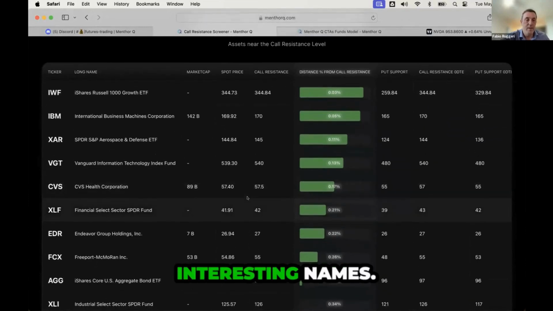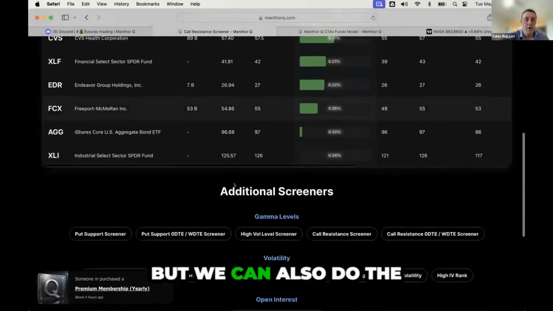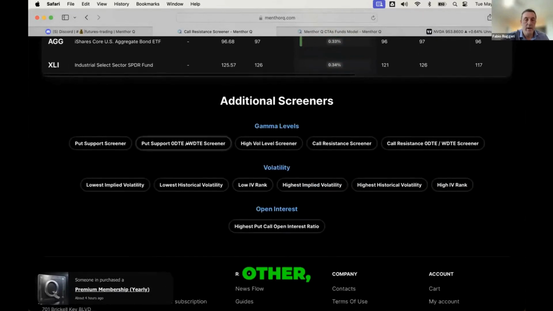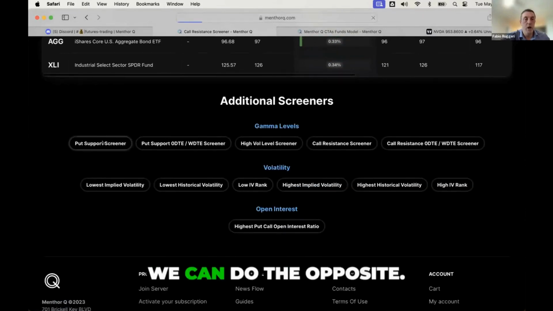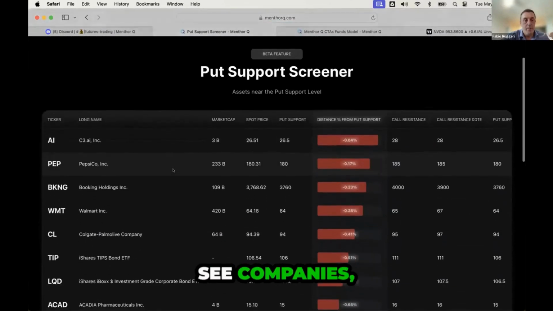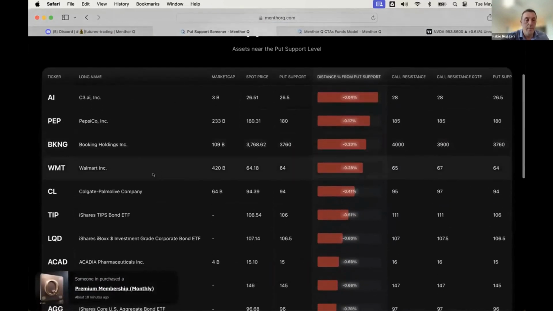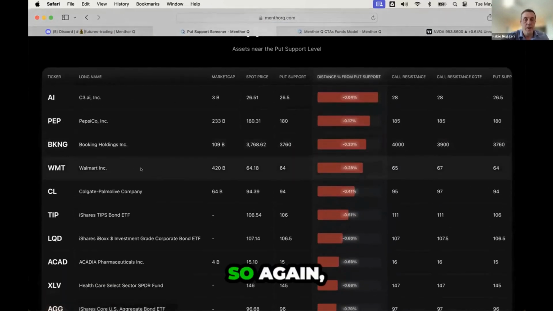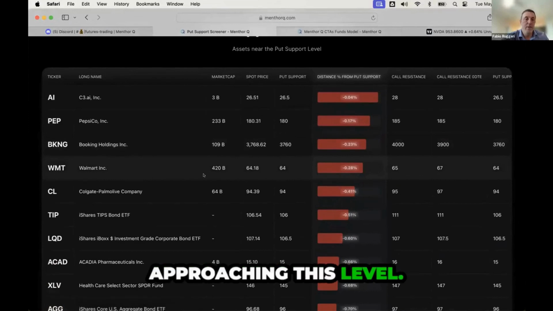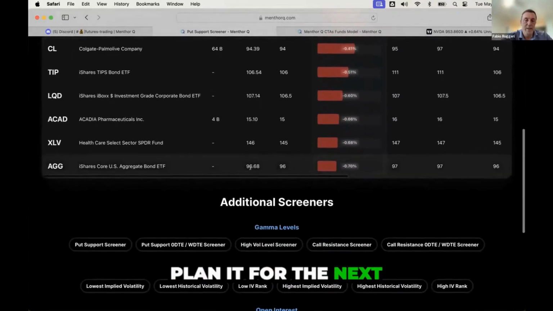Here we have some interesting names: IBM, CVS. But we can also do the same thing on all the other levels. For example, we can do the opposite. Let's say we want to see companies that are approaching the put support level, in this case Pepsi or Walmart, right? So you know that they're approaching this level. Is there going to be a bounce off this level, or is it going to be an inflection point? This is how we use it and how to plan for the next day.